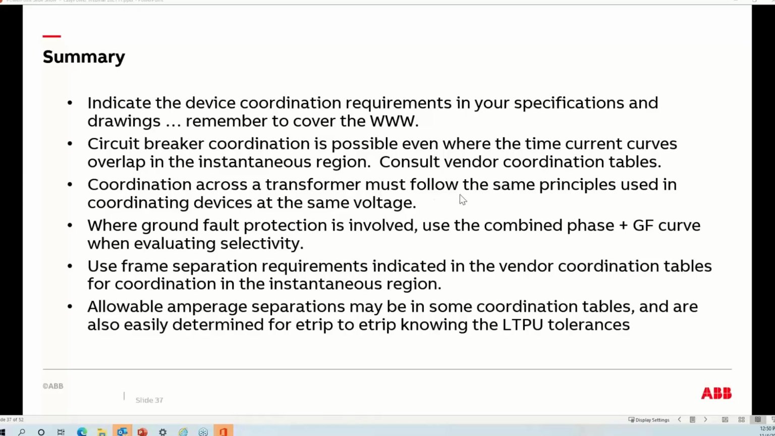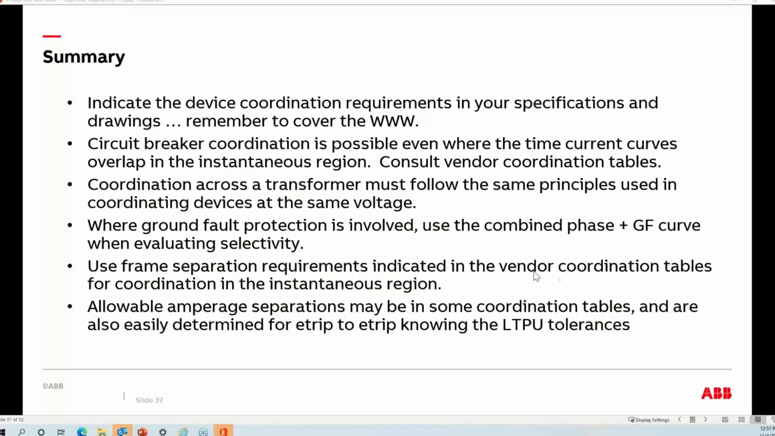Coordination across a transformer, you're going to follow all the same principles we talked about, but you do get a bit of a helping hand from the nature of the transformer properties. Where ground fault protection is involved, again, make sure you're looking at that combined phase and ground fault curve when evaluating selectivity with a downstream device.